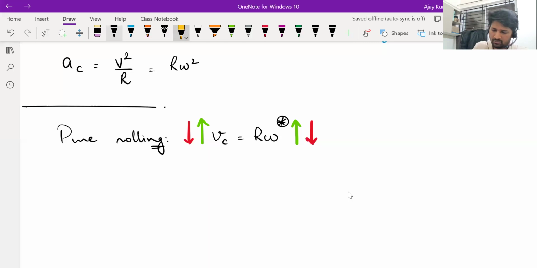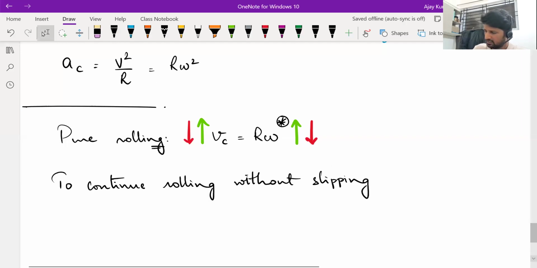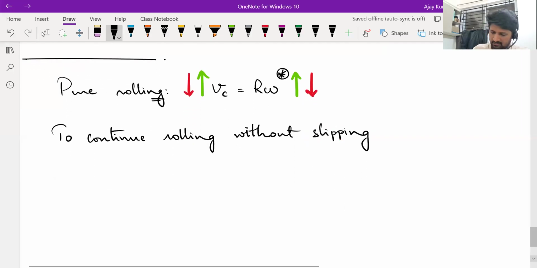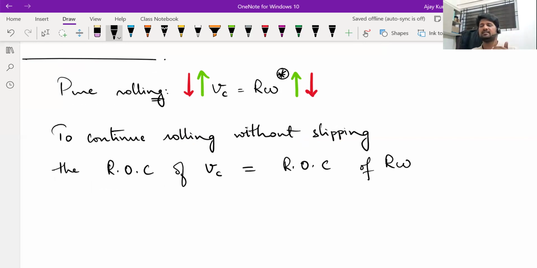And to continue pure rolling, or to continue rolling without slipping, continue means even when the vehicle is accelerated or brakes are being applied. To continue pure rolling, the rate of change of VC must be equal to the rate of change of R omega. That's all. However much the left hand side changes, if the right hand side also changes the same amount, they'll again be equal. And that is how the system can continue pure rolling.